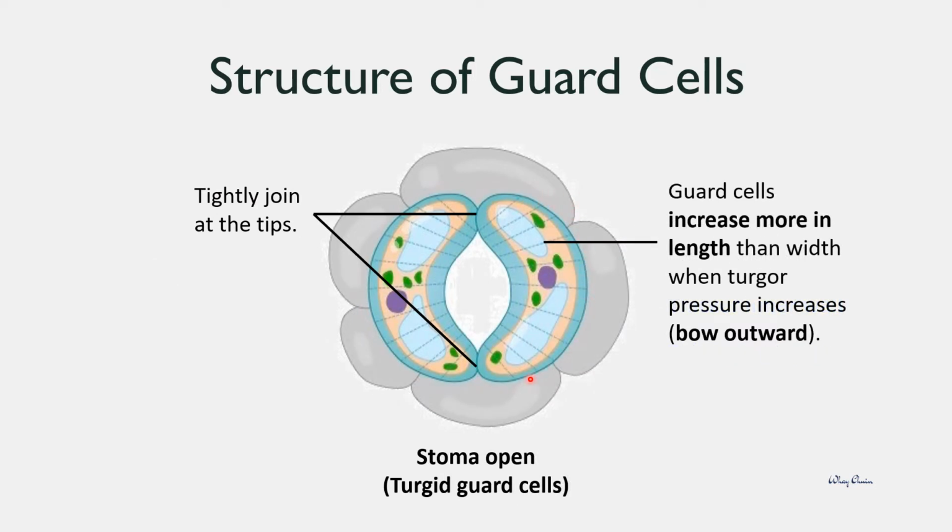Because of the thicker inner wall of a guard cell, when water diffuses into the guard cell through osmosis and makes the guard cell become turgid, the outer wall can bend at a higher rate than the inner wall, and this makes the guard cell increase more in length than width when they are in turgid condition. So the guard cells bow outward, which is able to open the stoma. However, the two guard cells are not separated because they are tightly joined at the tips.